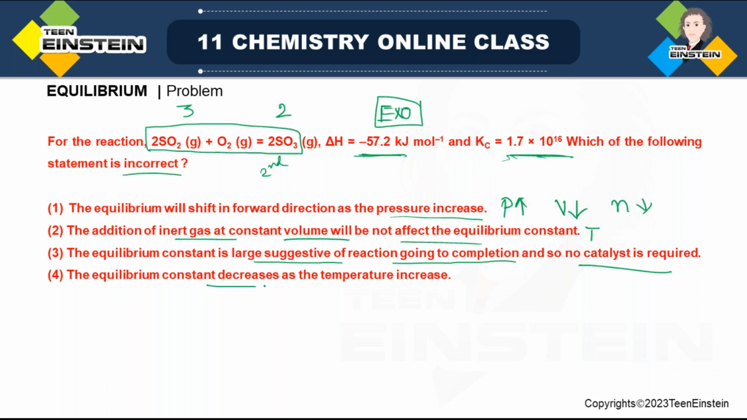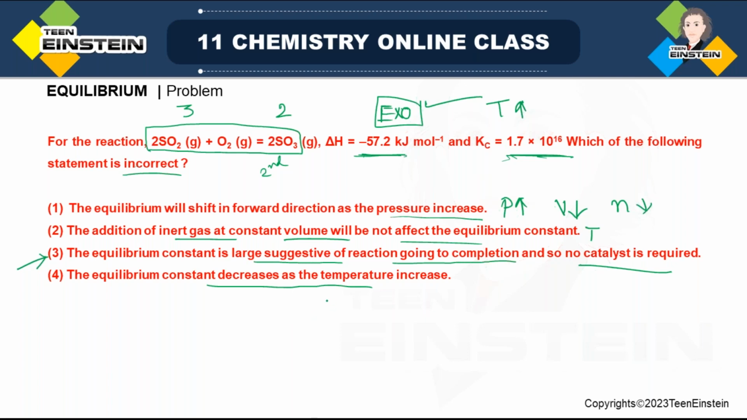The fourth one is saying that the equilibrium constant decreases as the temperature increases. Now, obviously that is true because it is an exothermic reaction. So if you are increasing the temperature, obviously the Kc value will decrease. That means the yield of SO3 will decrease. So this statement is also true. Now, if this is also true, obviously only one option is left, which is the third option, and that must be false. So see, even if you have any doubt, just by eliminating options 1, 2, and 4, you can reach the correct answer.